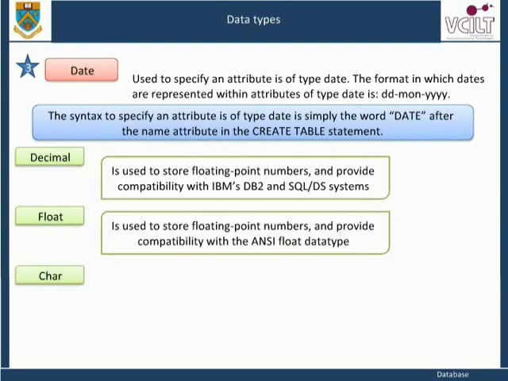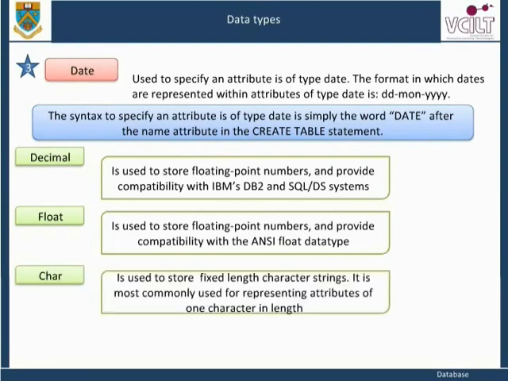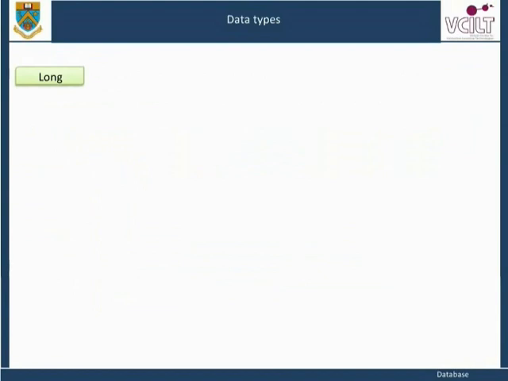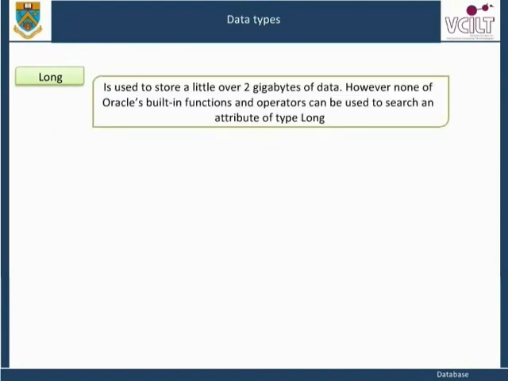Char is used to store fixed length character strings. It is most commonly used for representing attributes of one character in length. Long is used to store a little over 2 gigabytes of data. However, none of Oracle's built-in functions and operators can be used to search an attribute of type long.